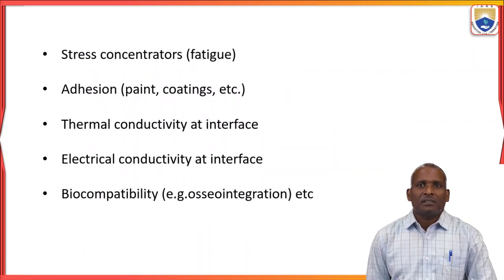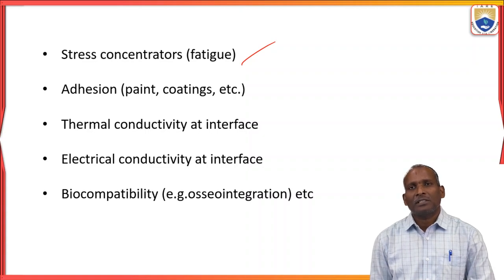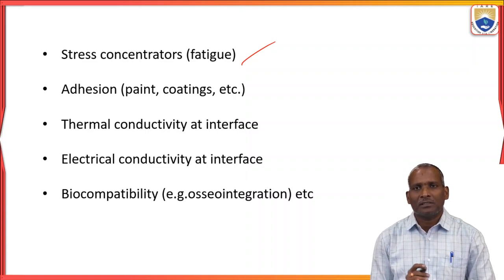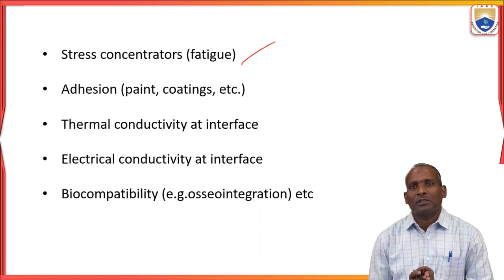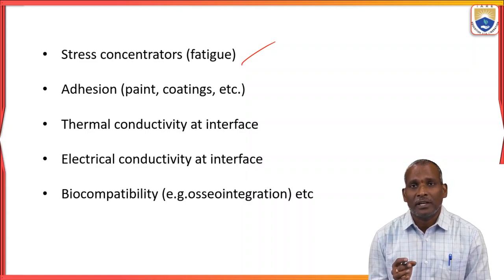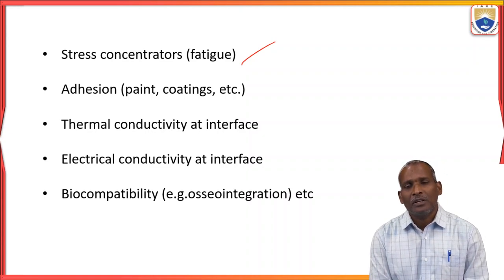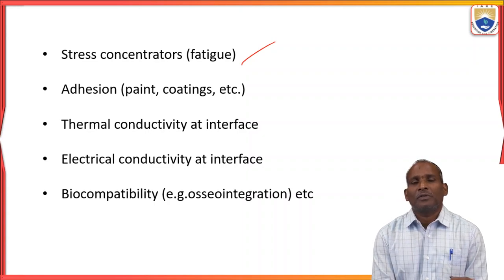So next one is stress concentrators. Already I told you, due to the stress concentration, fatigue phenomena will be generated, and due to the fatigue failure, the component will be damaged. Stress concentrators means that smooth lines are not possible inside the component. Whenever imperfections are there, some discontinuity is there in the component, and there must be a high stress concentration. Due to this stress concentration, fatigue failure will occur.